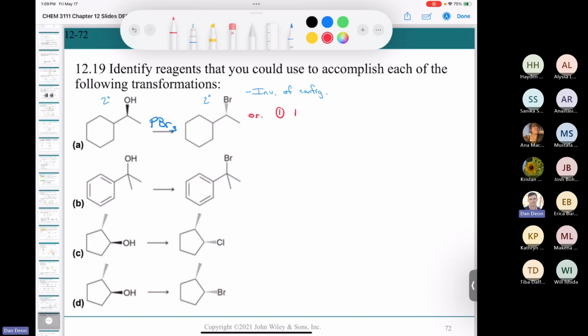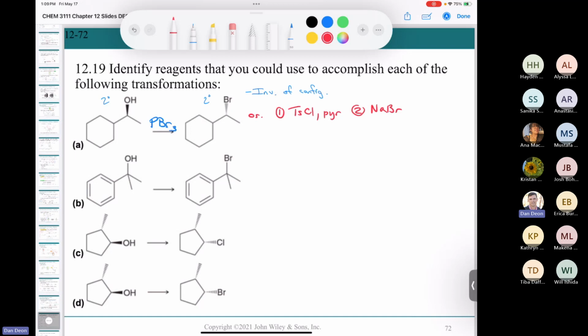We could first convert it into the tosylate using tosyl chloride and pyridine, okay? That would convert this to the tosylate, okay? So once you convert that to the tosylate, all you have to do is displace it with a bromide ion, in an SN2 fashion. And so where would you get a bromide ion? You would get it from the sodium bromide salt. So that is the other option. Okay, so we get two possibilities here.